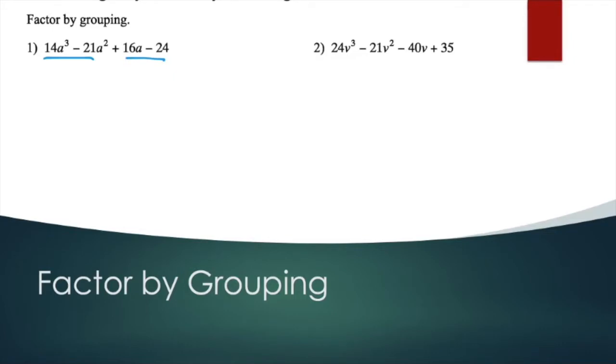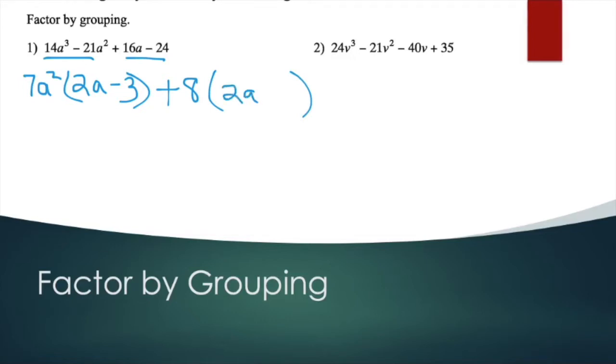The first two, what can I take out of 14a to the third and 21a to the second? 7a squared. When I take that out, what is left? 2a, and then minus 3. I'm going to bring that plus down. What can I take out of 16a and 24? You can take 8 out. That's correct. What is left when I do that? 2a minus 3.